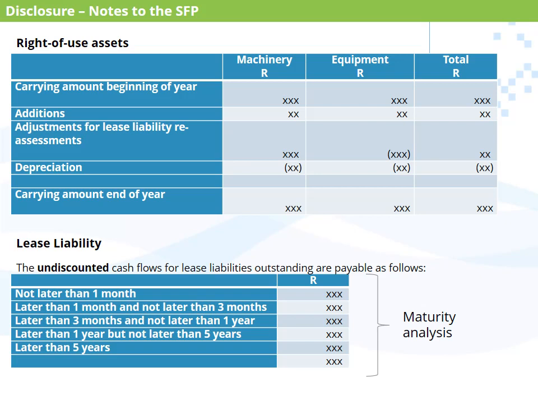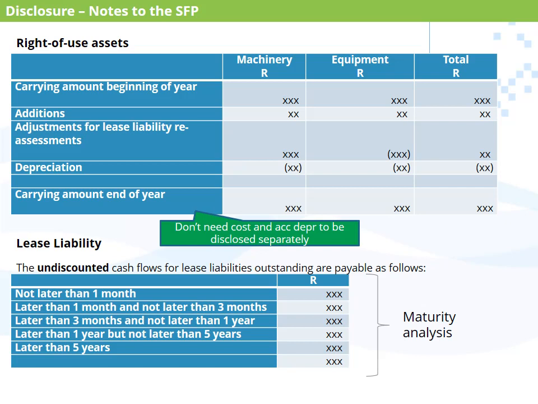This is an extract of each of the notes from the GAAP handbook. I'm not going to go through this in detail. Please work through the structure and content of these notes carefully. Something that I just want to point out to you: if you look at the right of use asset note, the carrying amount, it's just the carrying amount that needs to be at the beginning of the year, the movement, and the carrying amount at the end of the year.